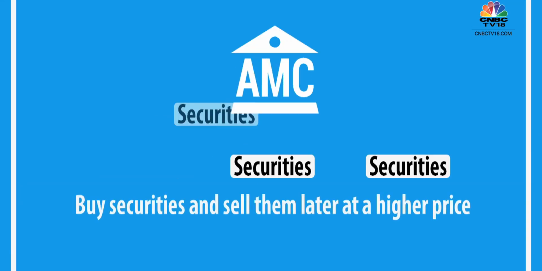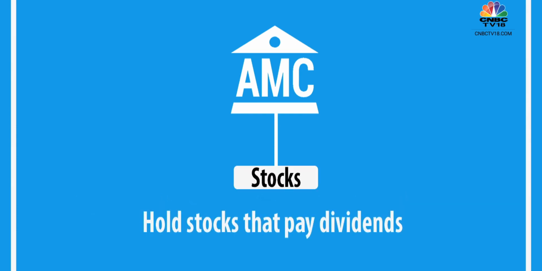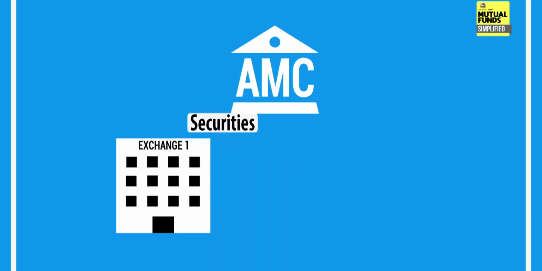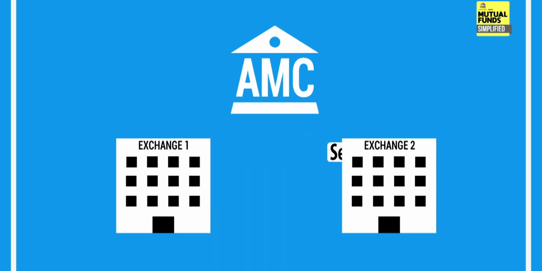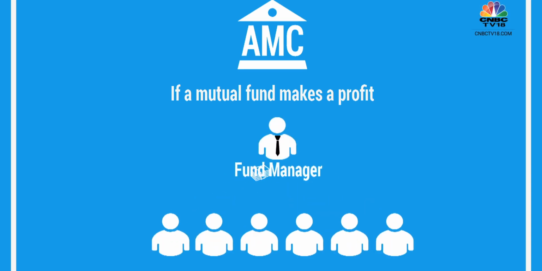So a fund can buy securities and sell them later at a higher price, or it can hold stocks and pay dividends, or bonds that pay interest. It can buy securities from one exchange and sell it in another exchange where its price is higher. This is called arbitrage. Through any of these means, if a mutual fund makes a profit, the fund manager may decide to share it with the investors by declaring a dividend.